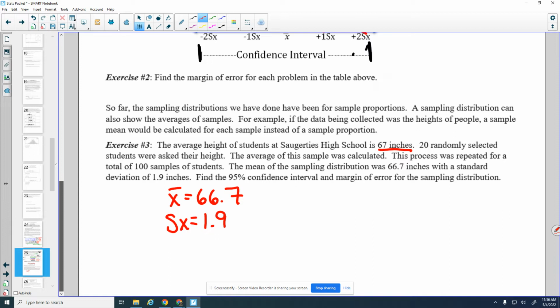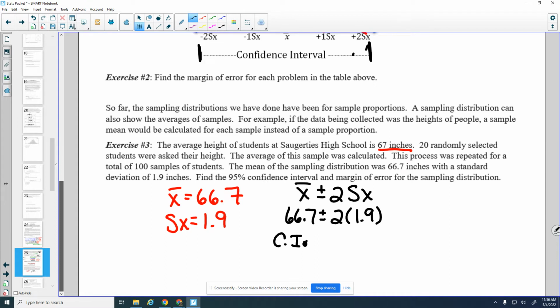So we do the same exact thing. Confidence interval is mean plus or minus 2 standard deviations. So that is going to be 66.7 plus or minus 2 times 1.9. Type in the subtraction, type in the addition. Our confidence interval is going to be 62.9 to 70.5. So as I said, I'm typing in two separate calculations and that gives me those values.